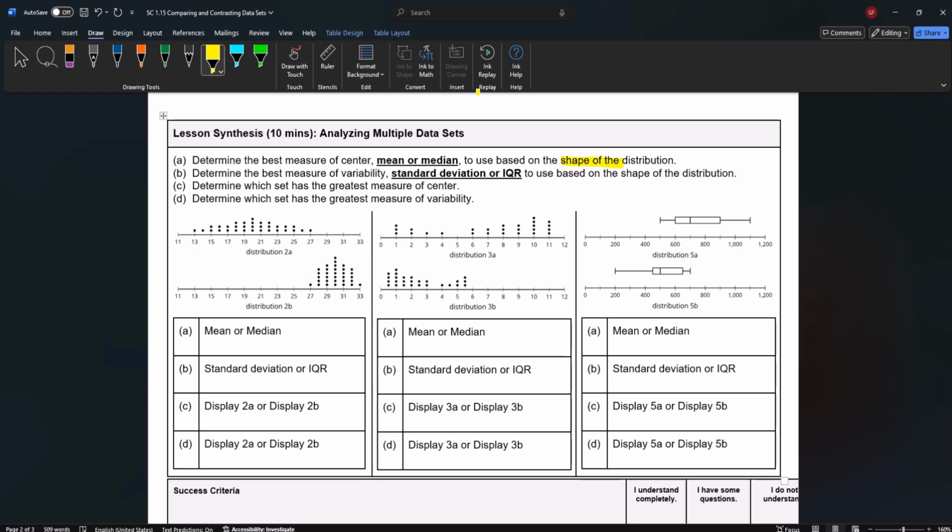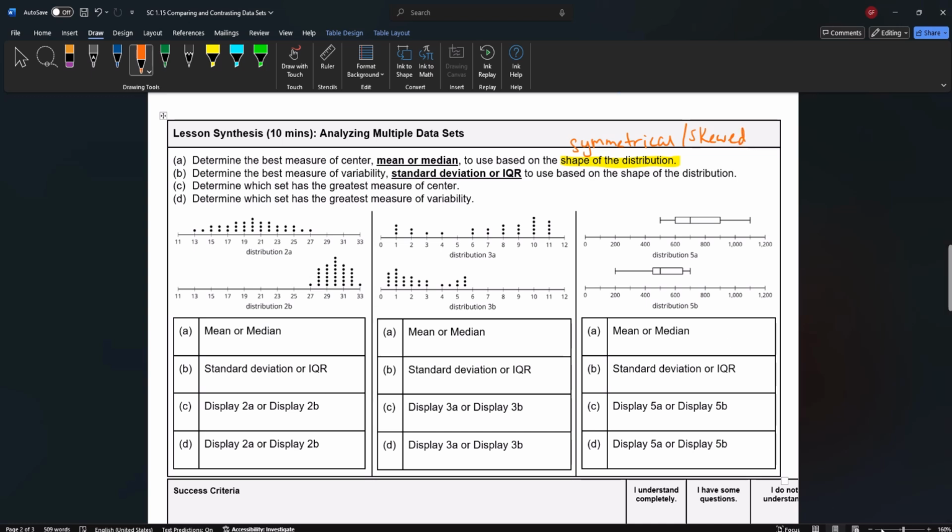When we talk about shape, you want to make sure that you are noticing if your distributions are symmetrical or skewed. The reason why you want to take a look at this is because you are going to find the measure of center by using either the mean or the median. So let's take a look at the first one.